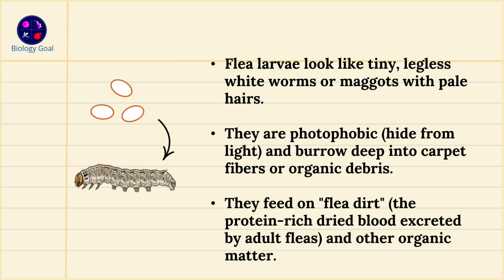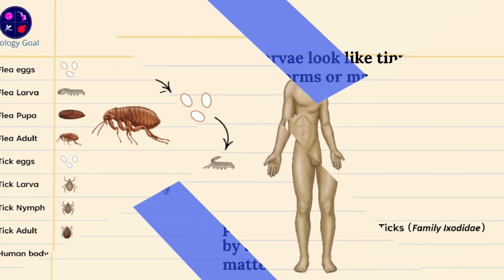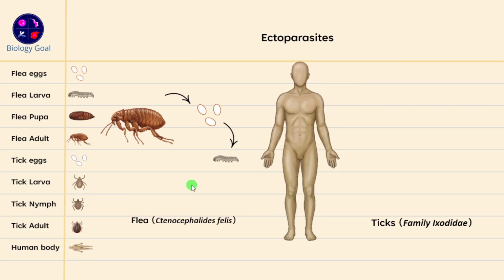And what is the food they eat? They are not able to suck blood, so they do not survive on blood. Instead they feed on flea dirt, which is protein-rich dried blood excreted by the adult fleas, and on all that organic matter. The duration of this stage is about 1 to 2 weeks, and during that time it's going to molt almost 3 times. And then the next stage will come.